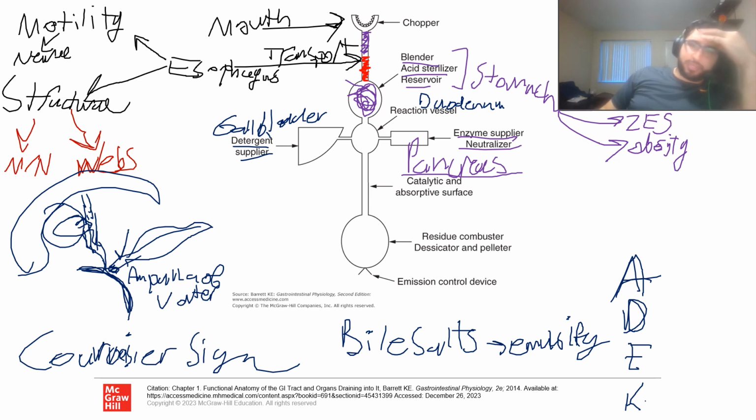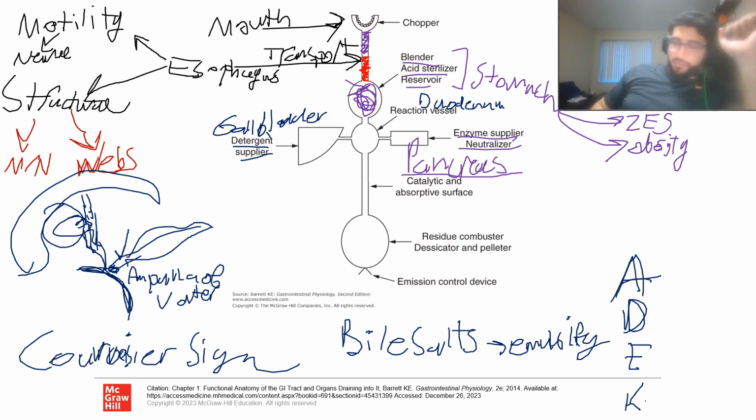They can't digest properly, so you can give them Creon, which I believe is... I could have this wrong in my head, so please fact check me. I'm just off the cuff saying this. I think Creon is a pancreatic enzyme supplement that can help with those symptoms. So that's some of the things that can go wrong with the pancreas.